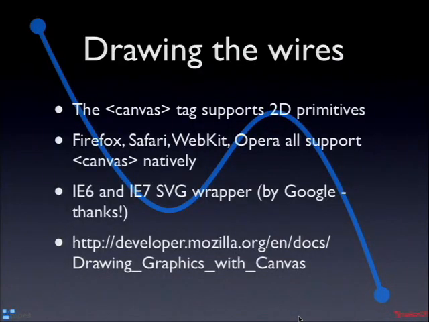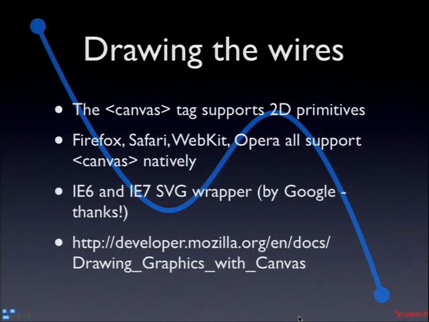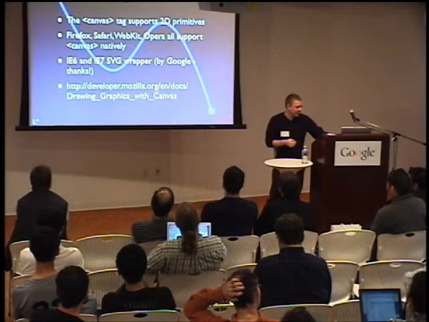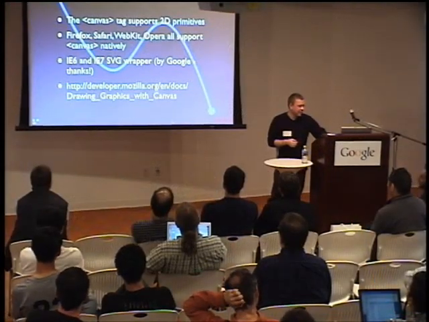Now I'm going to talk a little bit about the wires, one of the more technical parts of this talk. So Firefox, Safari, WebKit, Opera all support Canvas natively. Canvas is just a 2D drawing layer. You can draw Bezier curves, you can draw rectangles, you can draw any type of 2D shape on there. IE6 and 7 don't, but thanks to you guys, we didn't have to worry about that, so thank you very much. There's obviously some docs on the Mozilla site for how to get going with that.